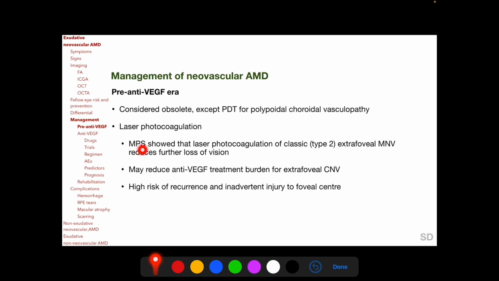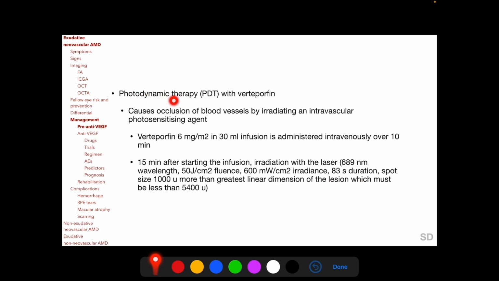The Macular Photocoagulation Study showed that laser photocoagulation of classic extrafoveal MNV reduces further loss of vision but has a high risk of recurrence of the MNV and a risk of inadvertent injury to the foveal center with the laser. Photodynamic therapy with verteporfin resulted in occlusion of blood vessels by irradiating intravascular verteporfin, a photosensitizing agent which was administered intravenously, followed by irradiation with a specific laser limited to the area of the MNV.